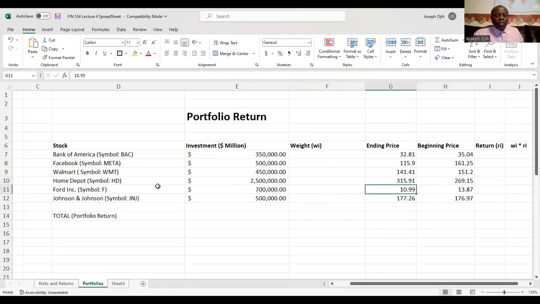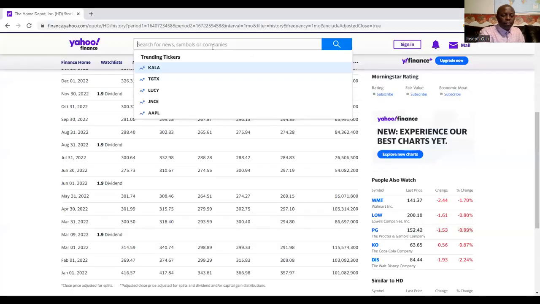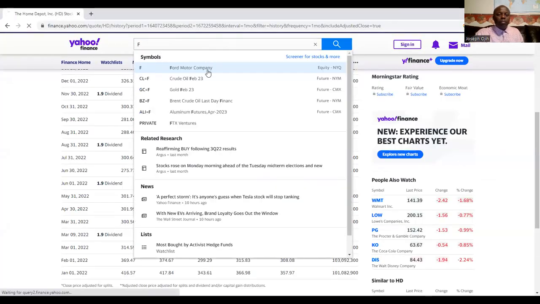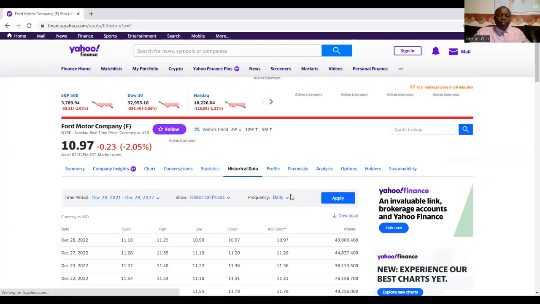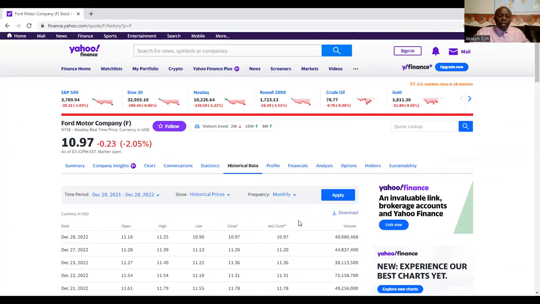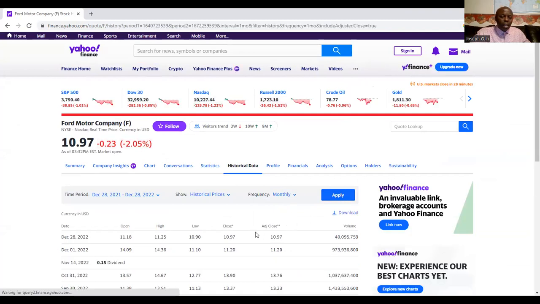Then next one is for Ford. Okay, Ford Motors. So Ford is F, that's the trading symbol for Ford. Using historical data and monthly prices and apply it. And just close for today is $10.97.